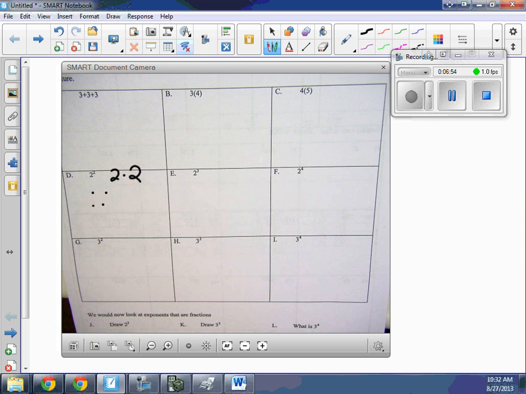2 to the second is called 2 squared. It makes a square. What kind of square? How big is the square? It's a 2 by 2 square. It's a square created with 2 as its side length.